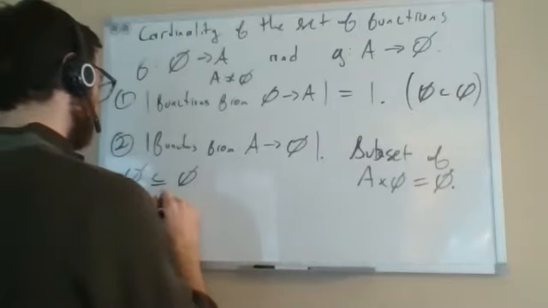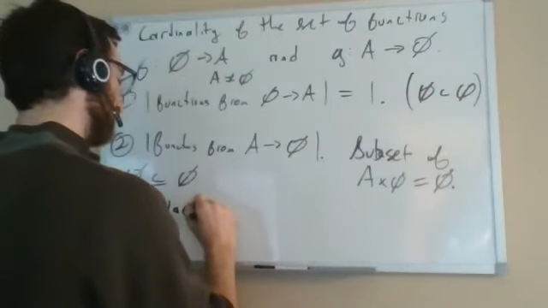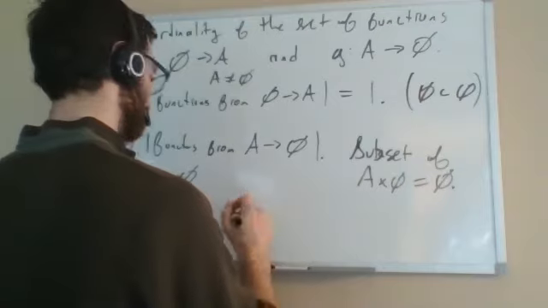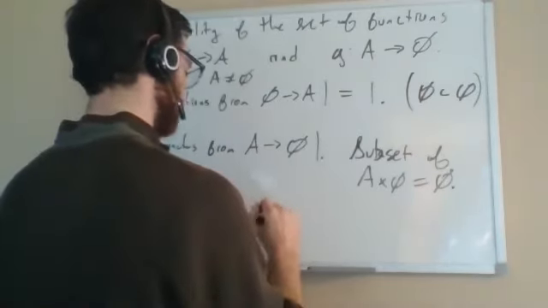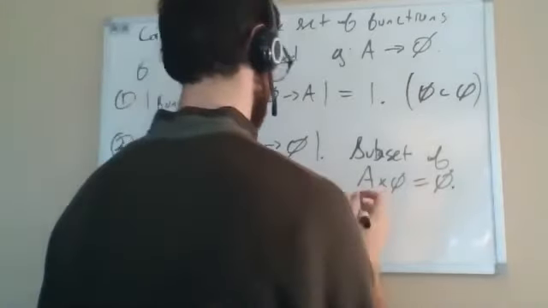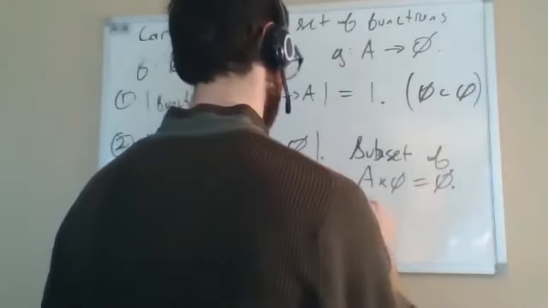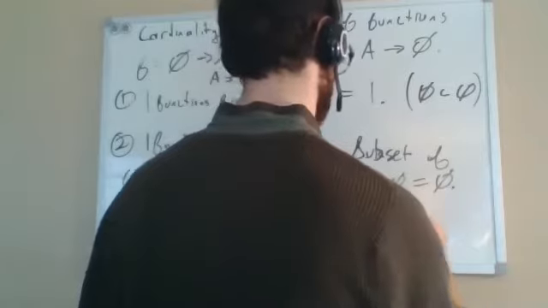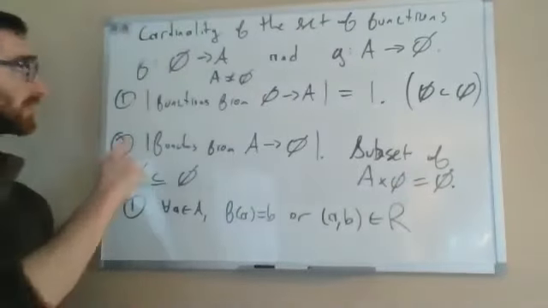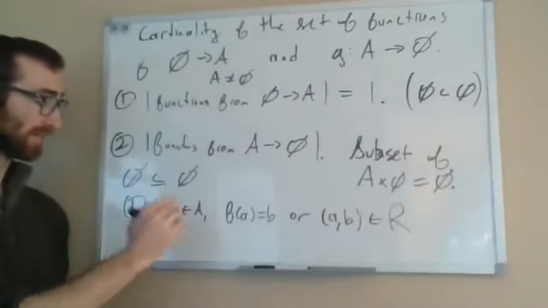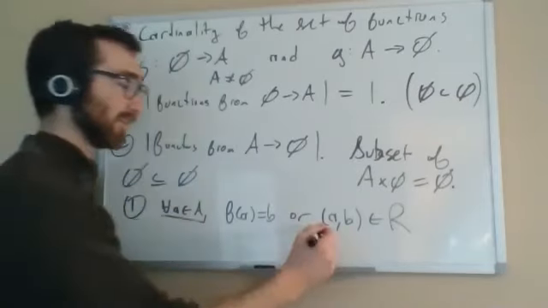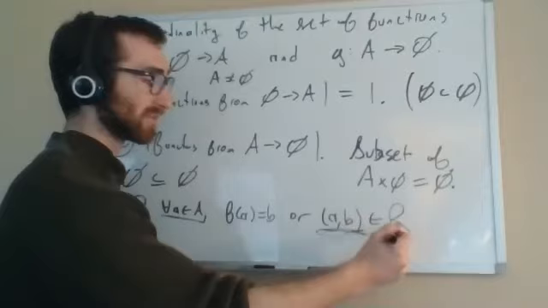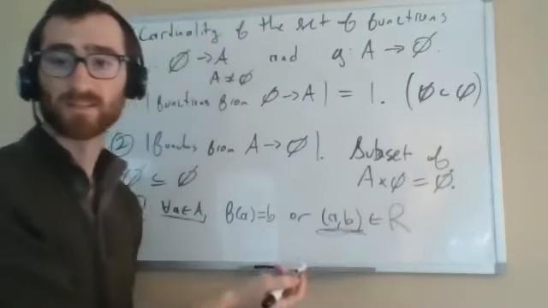One, that for all a in A, essentially we need a tuple. We need f of a is equal to b, or a comma b is inside the relation R. Well, if A is non-empty, there are elements in A, and there are no tuples like this because the relation is just the empty set.